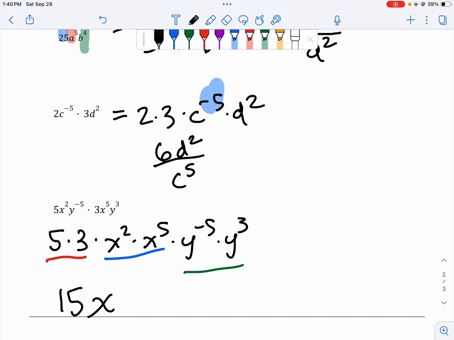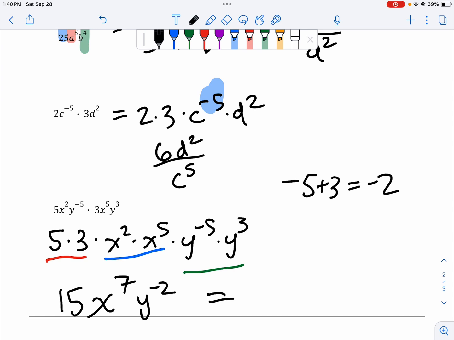Here we add our exponents. X squared times x to the 5th would be x to the 7th. Here with the y's, we add our exponents. Negative 5 plus 3 is negative 2. Guys, if you struggle with your mathematical operations involving negative numbers, please use a calculator. So we end up with y to the negative 2nd.